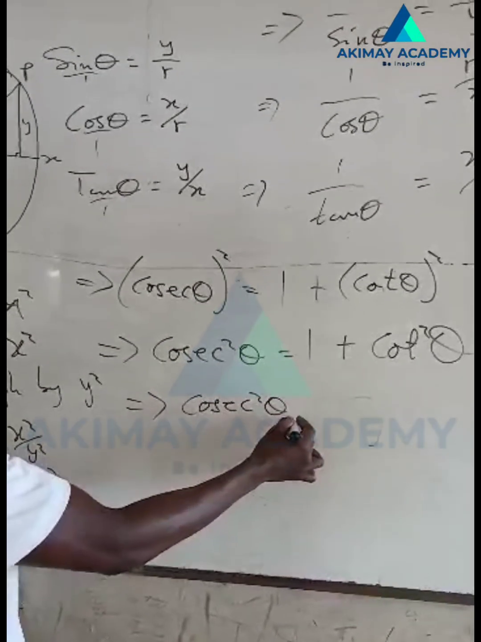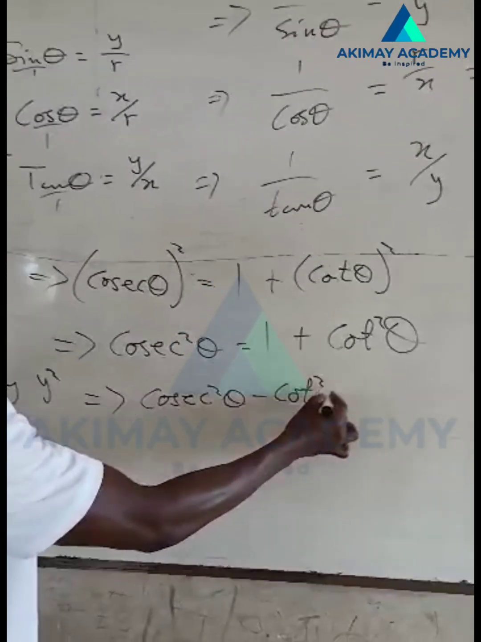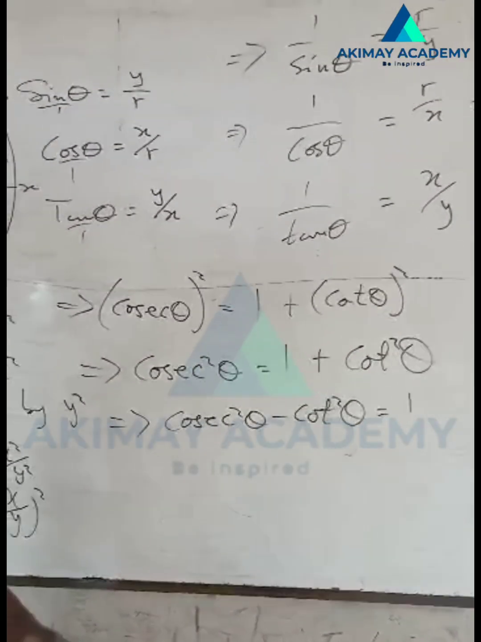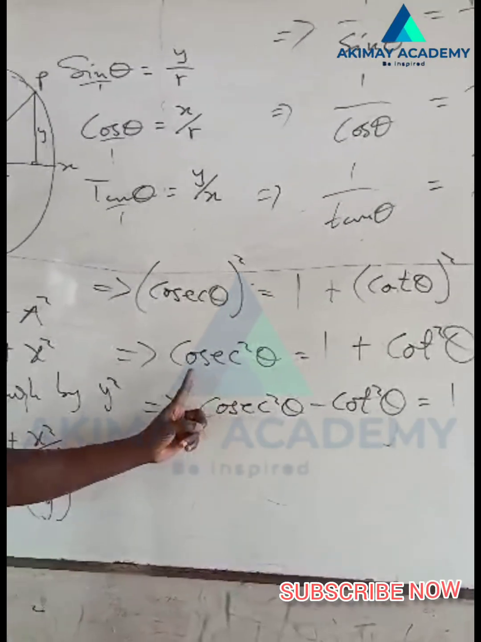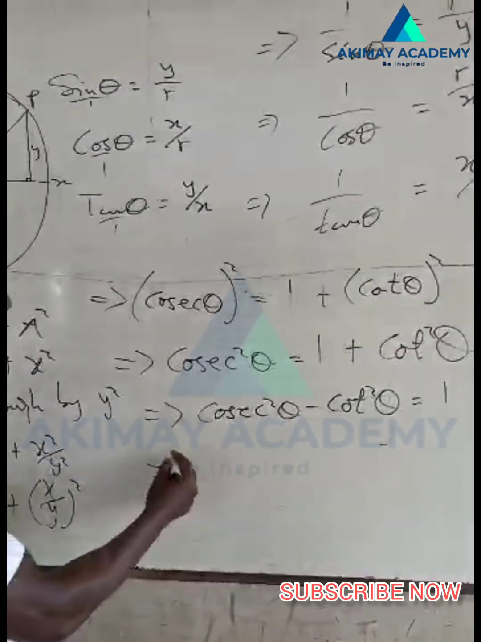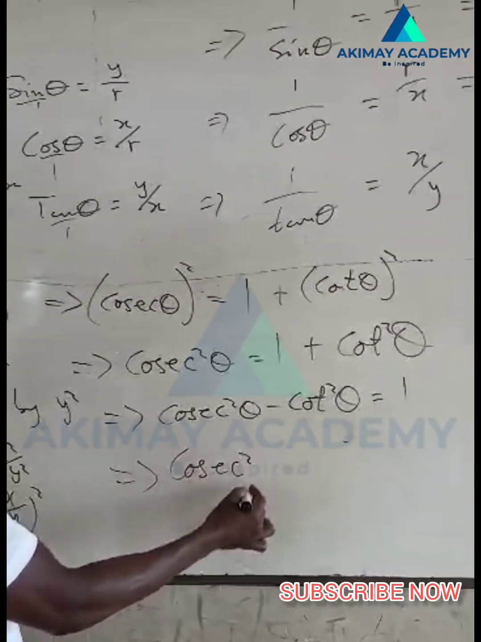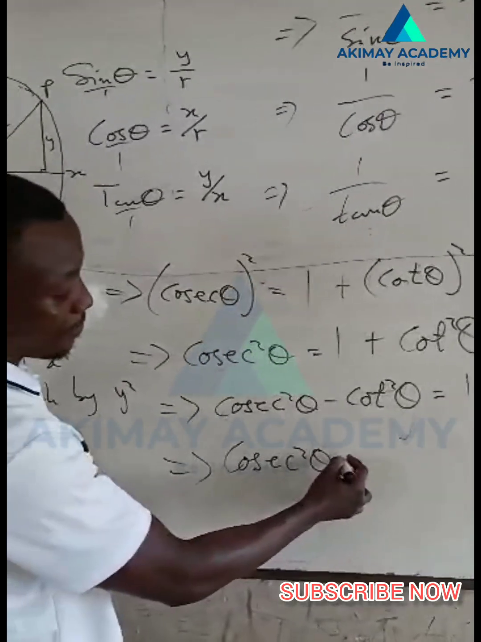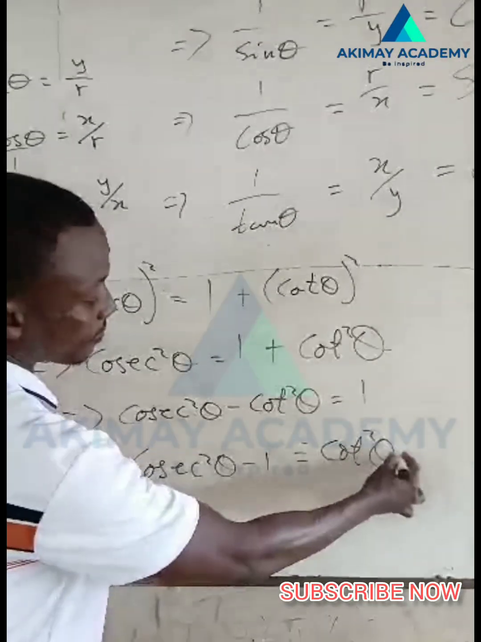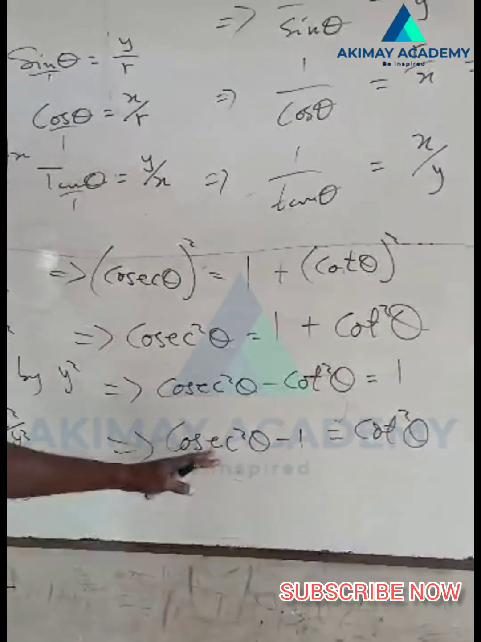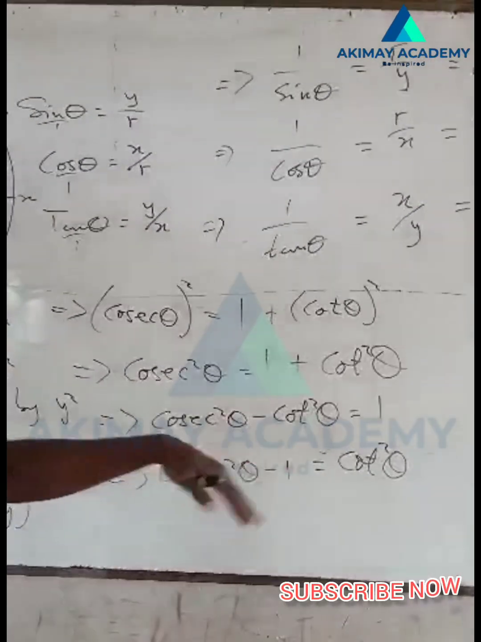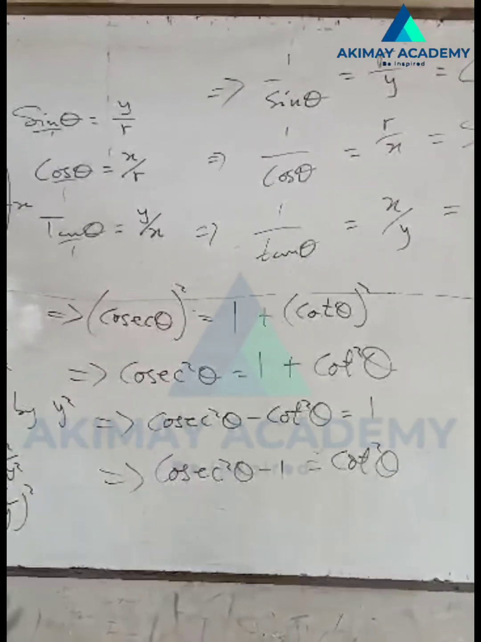Cosec squared theta minus cot squared theta is equal to 1. This is another identity which can be generated from this one. In the same way, we can also say that cosec squared theta minus 1 equals cot squared theta, by bringing this one here. And this is what we have for our problem of the day. So this is the reason why we have cosec squared theta equals 1 plus cot squared theta. And I hope this one is very clear.